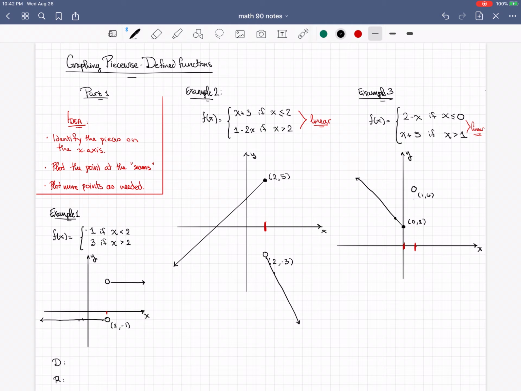Okay. And then same thing for x plus 5. That's a linear piece. So I only need one more. So let's try x equals 2. If x is 2, x plus 5 is 7. And once again, here is my second piece.